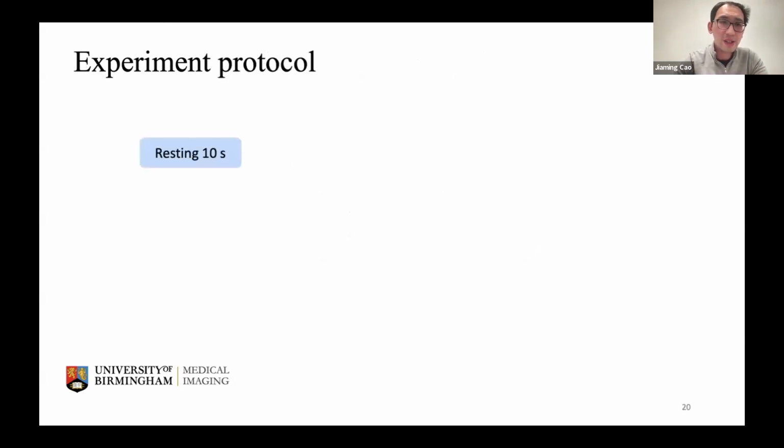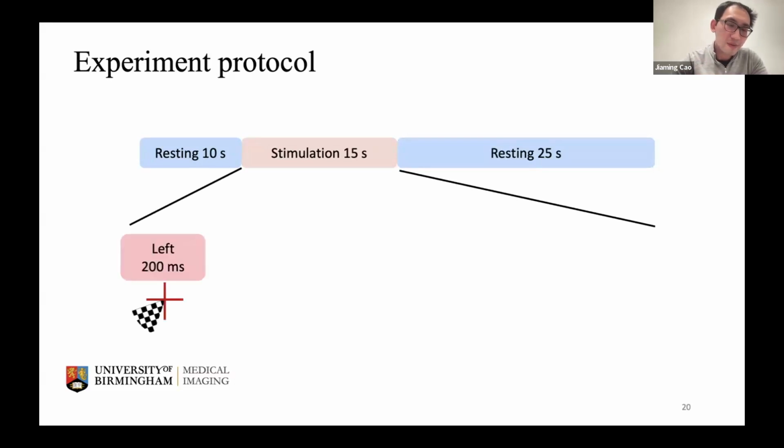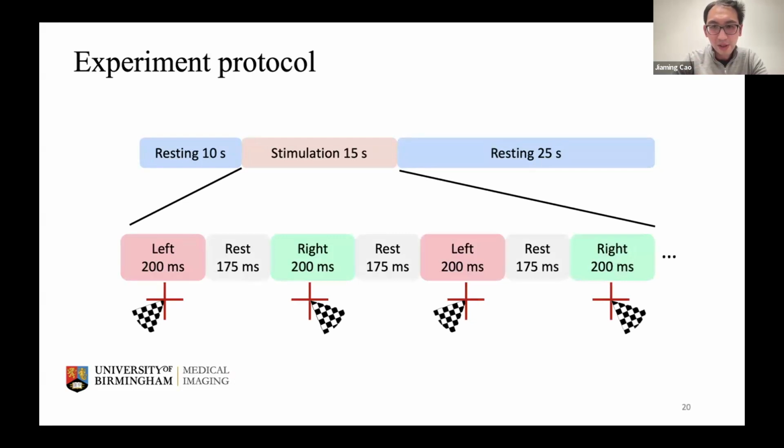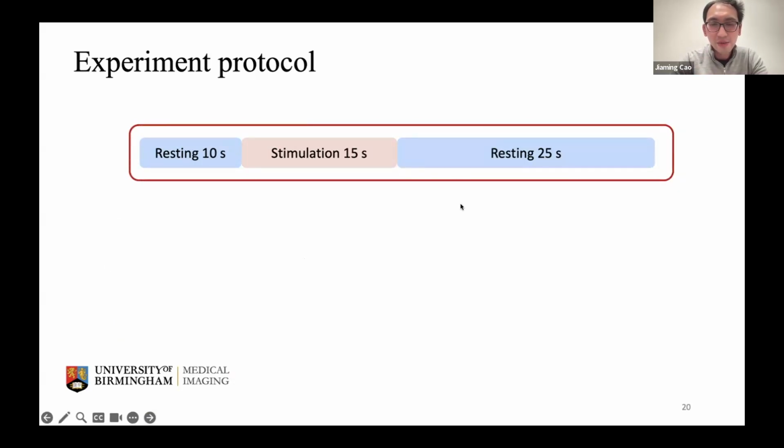The protocol is something like this. We start with a resting state, but then we have a stimulation period of 15 seconds, and we have a resting state of 25 seconds just to make sure the hemodynamics will regress to resting state. Within this stimulation, we have this left checkerboard for 200 milliseconds, and then a blank screen for 175 milliseconds, and then the right checkerboard, and repeat. This left-right cycle will be repeated 20 times, and if you do the math, it's approximately 15 seconds. This is what we call a block, and this block is repeated for 25 blocks. So each run of the experiment is approximately half an hour.